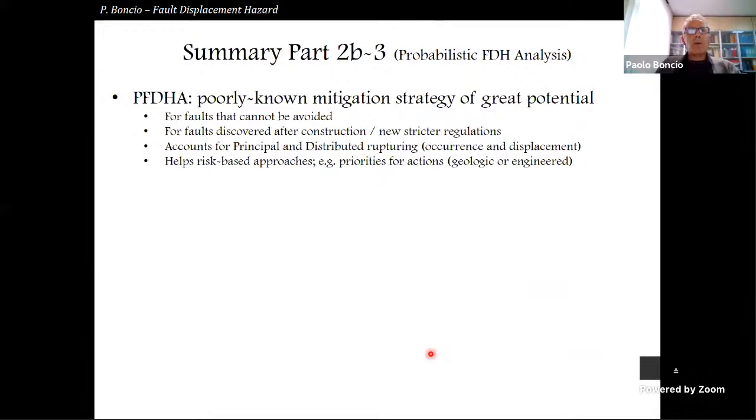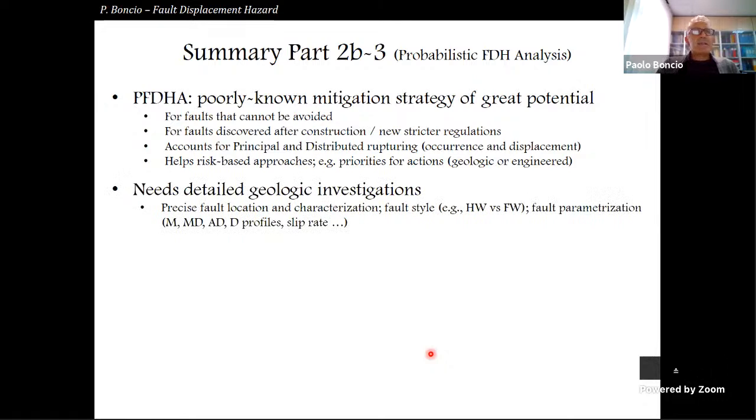So I'm going to the conclusion with a short summary of the last part. Probabilistic fault displacement analysis is a poorly known mitigating strategy of great potential, in my opinion. It can be used for faults that cannot be avoided, for faults discovered after construction, can account for principal and distributed rupturing, helps risk-based approaches, helps identifying priorities for actions. In any case, it needs detailed geological investigation. There is a deterministic component in any case inside.